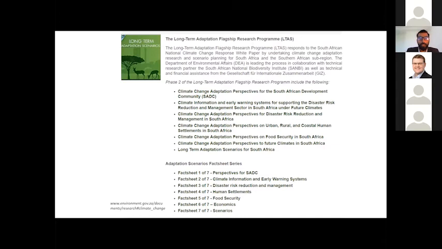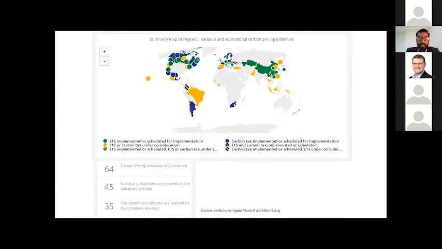The slide is showing you this, and it might be a bit text heavy, but the point of this slide is to talk about the Long-Term Adaptation Flagship Research Programme, or the LTAS, which was coordinated by the Department of Environmental Affairs. There are a number of research products, white papers, committees and working groups preparing material to support the policy landscape in South Africa. So we can expect to see more and more regulation and policy in the South African space, just like the carbon tax.